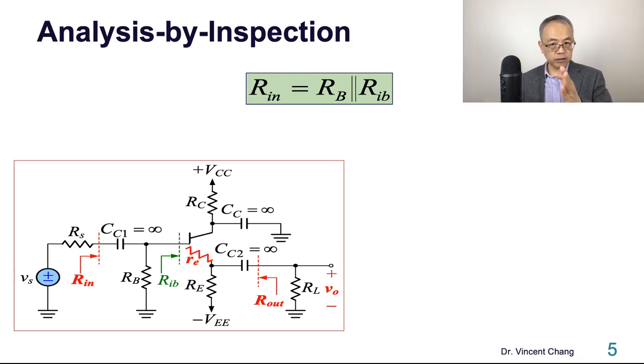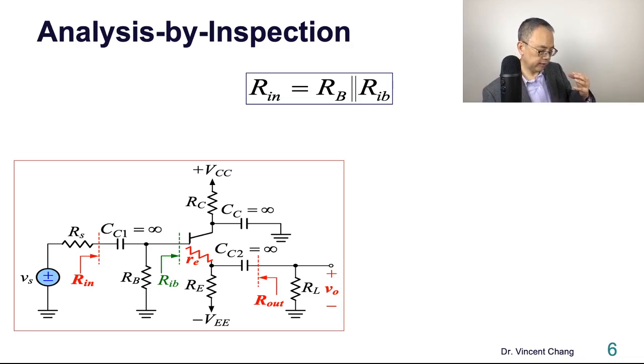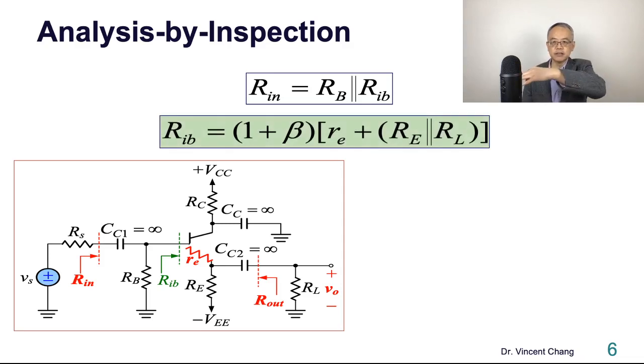So RIB tells us the answer is the series combination of the small re and the capital RE in parallel with RL, brought back to the base using the resistance reflection rule. So this is the outcome for the input resistance.